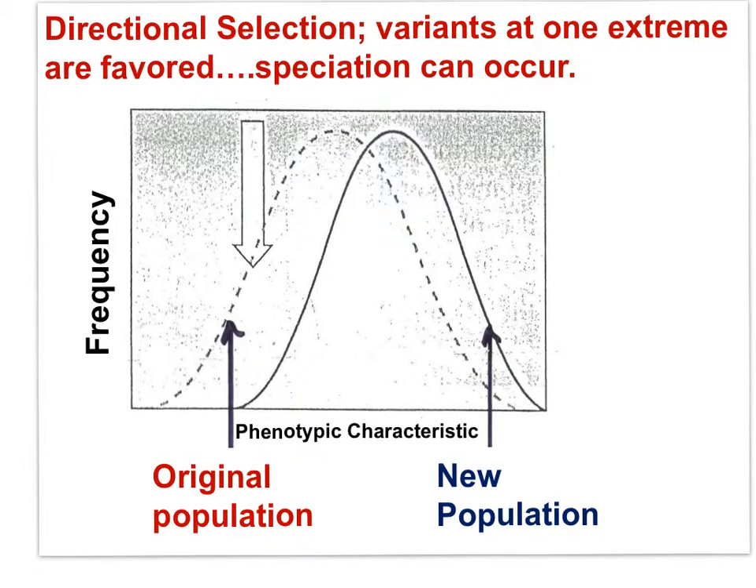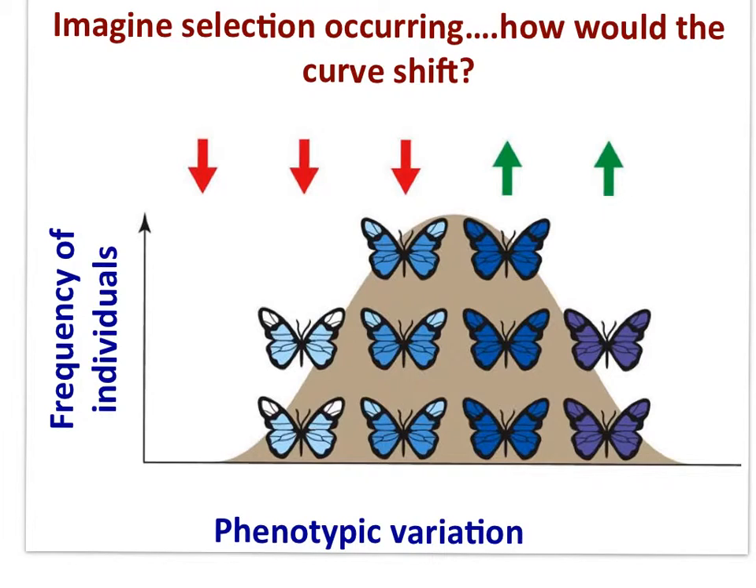Here's another way to think of these two curves. The time difference, time 1, time 2, is substantial. Thus at time 1, this is species A, but at time 2, this is species B, different enough in its phenotype to be considered a different species. In this diagram of butterflies, it's suggested that these butterflies are selected against, while these butterflies are favored. Could you imagine the curve shifting to the right if the selection favored the darker winged butterflies?